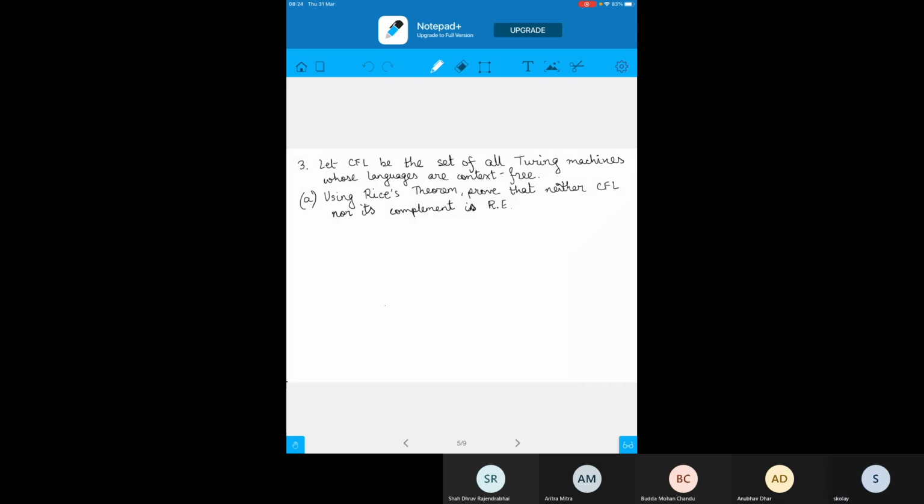Okay, so now let's go to the third question. Now your set of languages is the strings corresponding to Turing machines whose languages are context free. So now, using Rice's theorem, can you prove that neither CFL nor its complement is recursively enumerable?